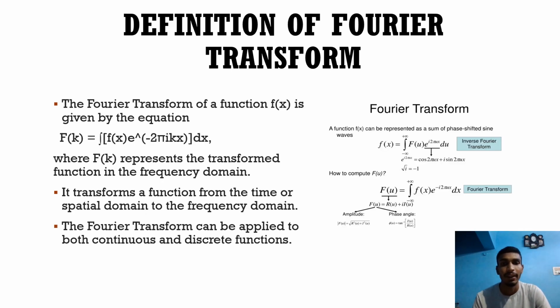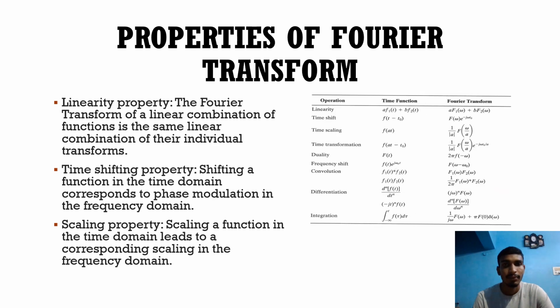Definition of Fourier transform. The Fourier transform of a function f(x) is given by the function f(k) equals the integral of f(x) e^(-2πikx) dx, where f(k) represents the transform function in the frequency domain. It transforms a function from the time or the spatial domain to the frequency domain. The Fourier transform can be applied to both continuous and discrete functions.